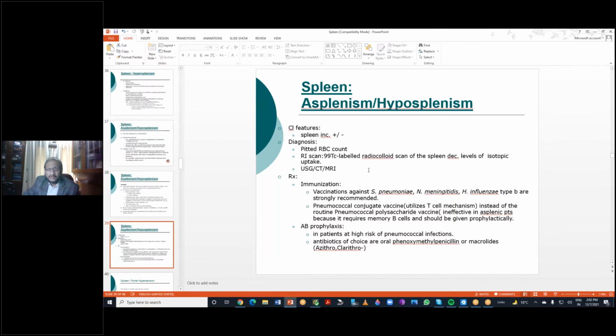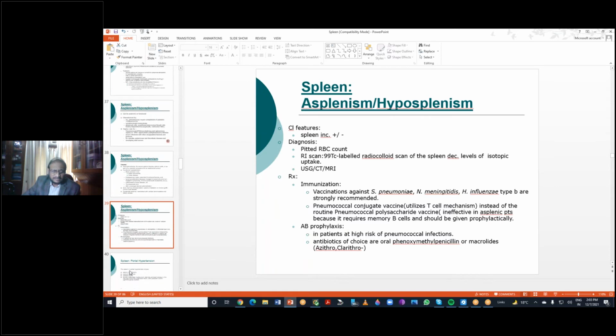The main treatment of hyposplenism is only two: immunize and prophylaxis. Immunize against what? Against Streptococcus pneumoniae, meningococcal, and Haemophilus influenzae type B. When you're doing a pneumococcal vaccine, remember one thing: the conjugate vaccine is to be preferred over polysaccharide vaccine. I've written it down, just read it up. Antibiotic prophylaxis is important, especially in those patients where there's a risk of pneumococcal infection, right? And these are with the help of oral phenoxymethylpenicillin or better macrolides, that means azithromycin and clarithromycin, right?